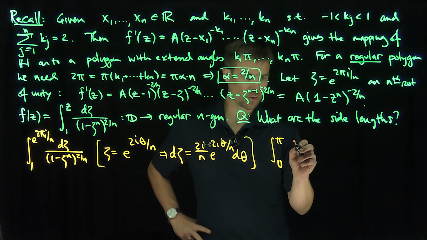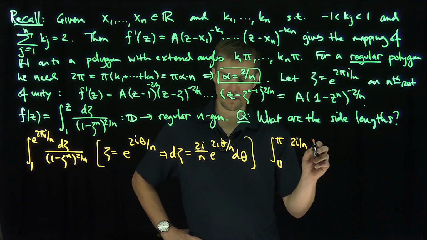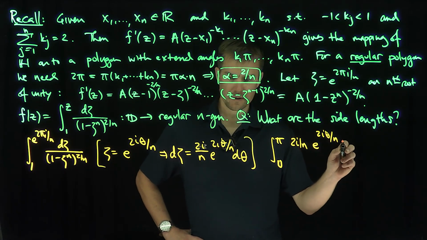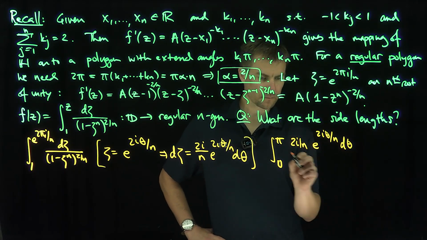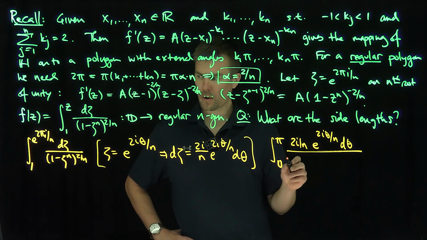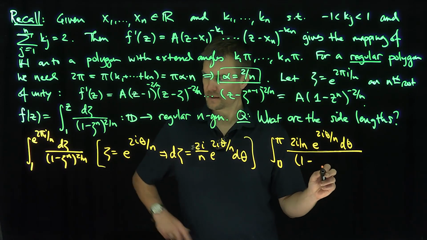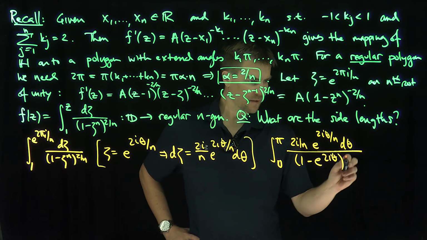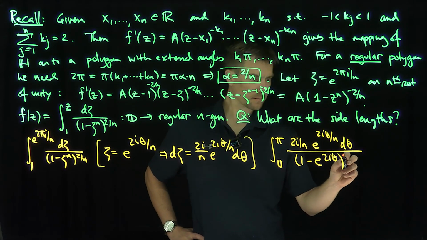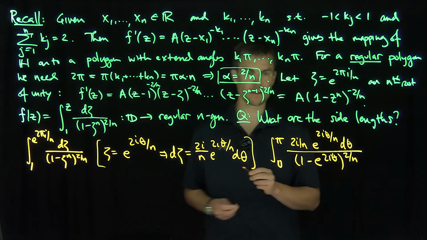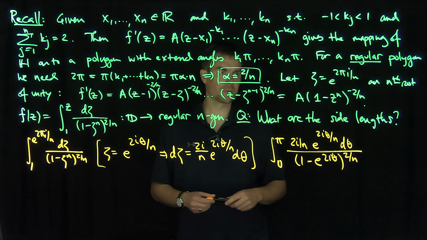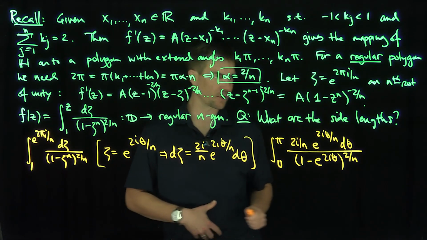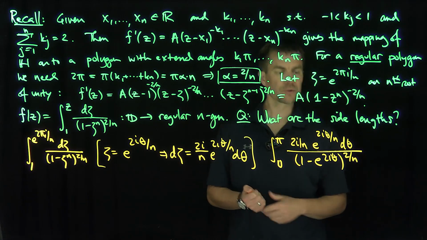d zeta, so I'm going to have a 2i over n, then an e to the 2i theta over n d theta, over 1 minus, the n's going to cancel out, e to the 2i theta, to the 2 over n. And of course, what fact am I using over here? I'm using this fact that I've just multiplied all these things out, because that's a factorization. Excellent. So now what can I do?